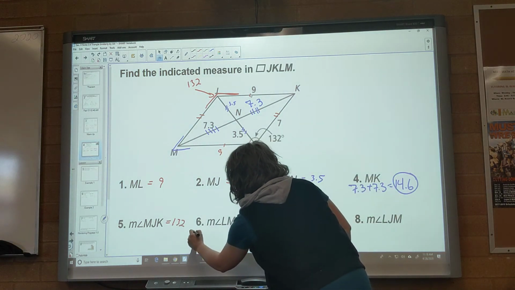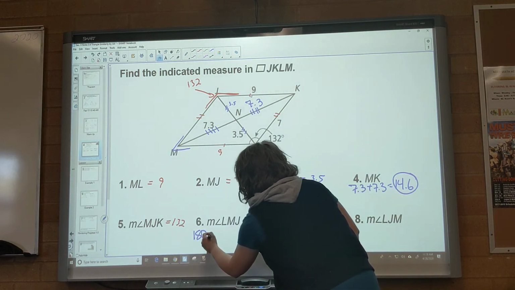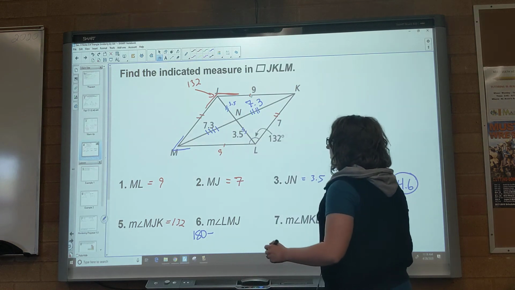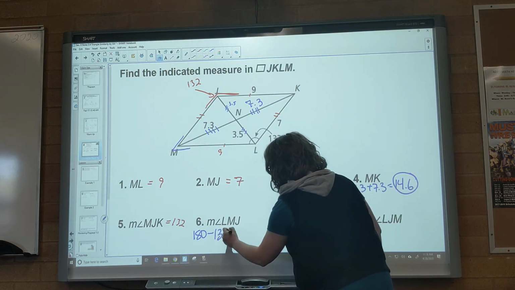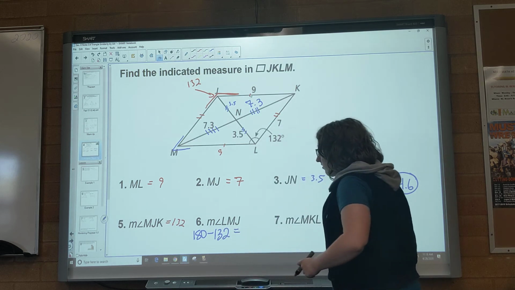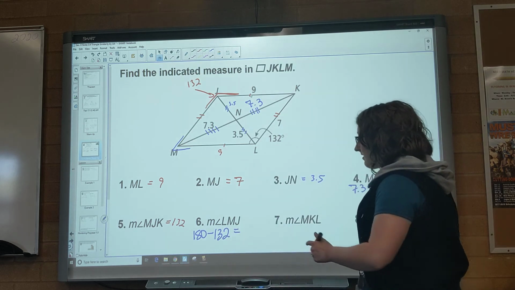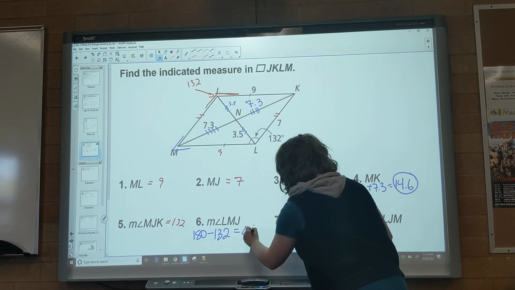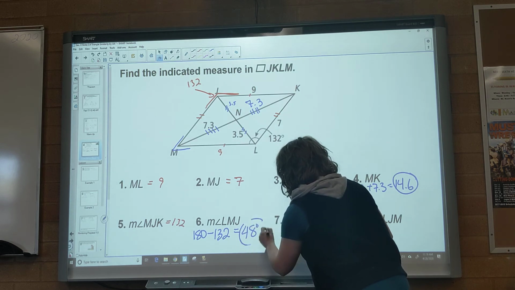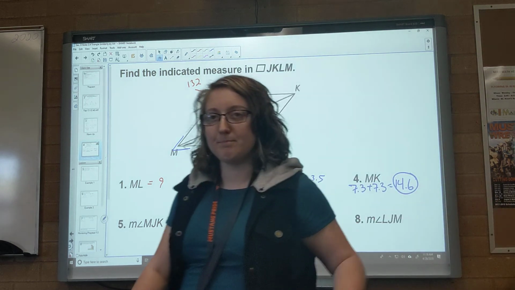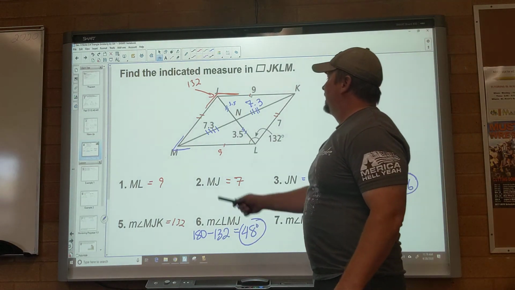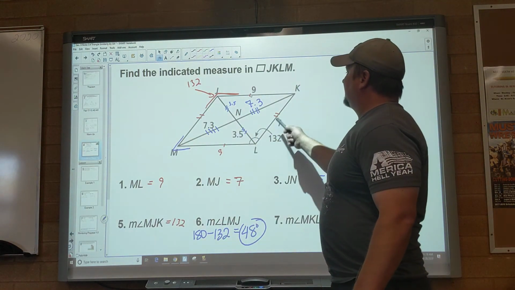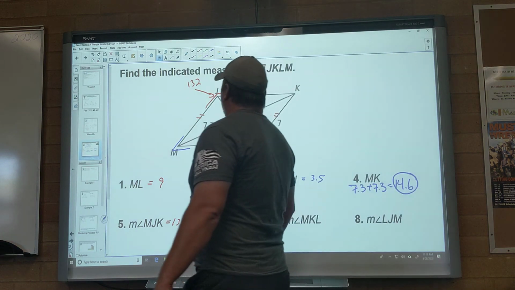So I'm going to cheat a little bit and not write a full equation because I know a lot of you think this way. 180 minus 132 will give me my answer, which is 48. Yes, 48 degrees for LMJ. Okay, now we're going to find the measure of MKL. So let's follow the letters, M, K to L, down here.